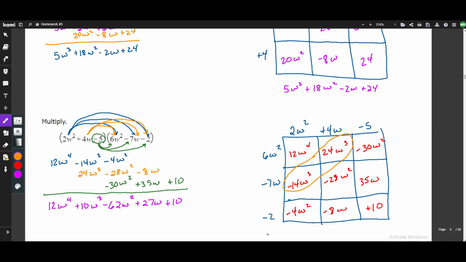So my answer is going to be, looking at this, I have 12w to the 4th plus 10w cubed. This diagonal gets added together, so it is 58 minus another 4 is minus 62w squared, and then these ones, you still have 27, so plus 27w, and then you have plus 10. So same answer both ways, just looking for how you're going to combine your like terms and how you're going to organize yourself, whatever seems best for you.